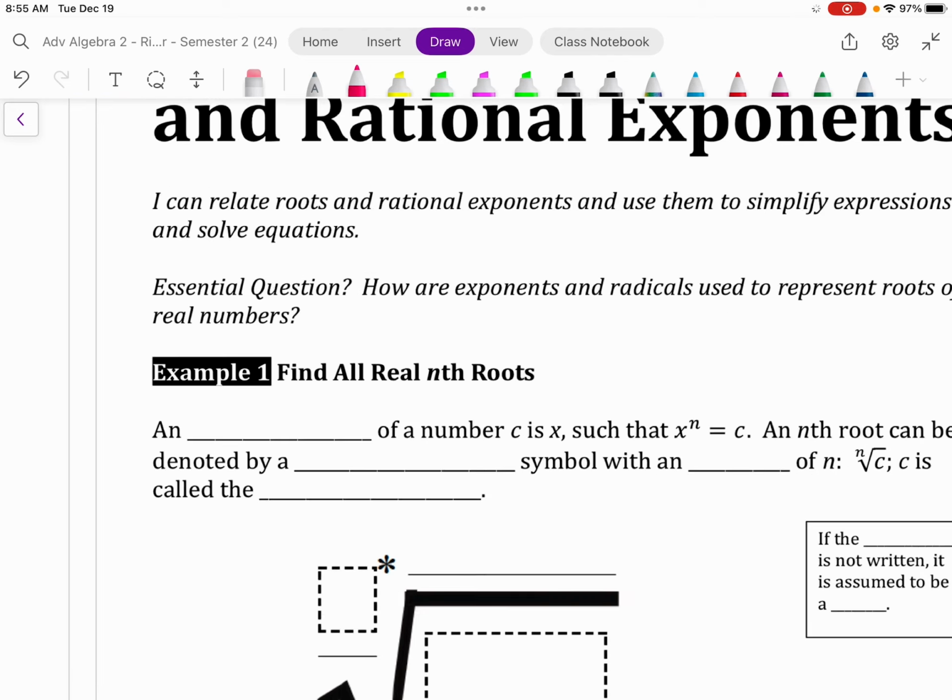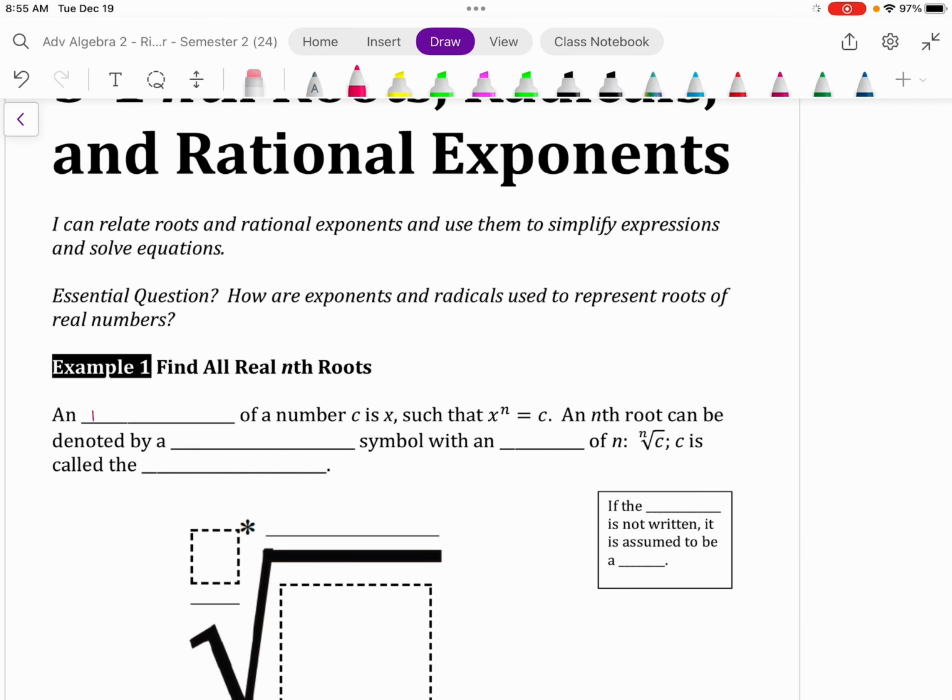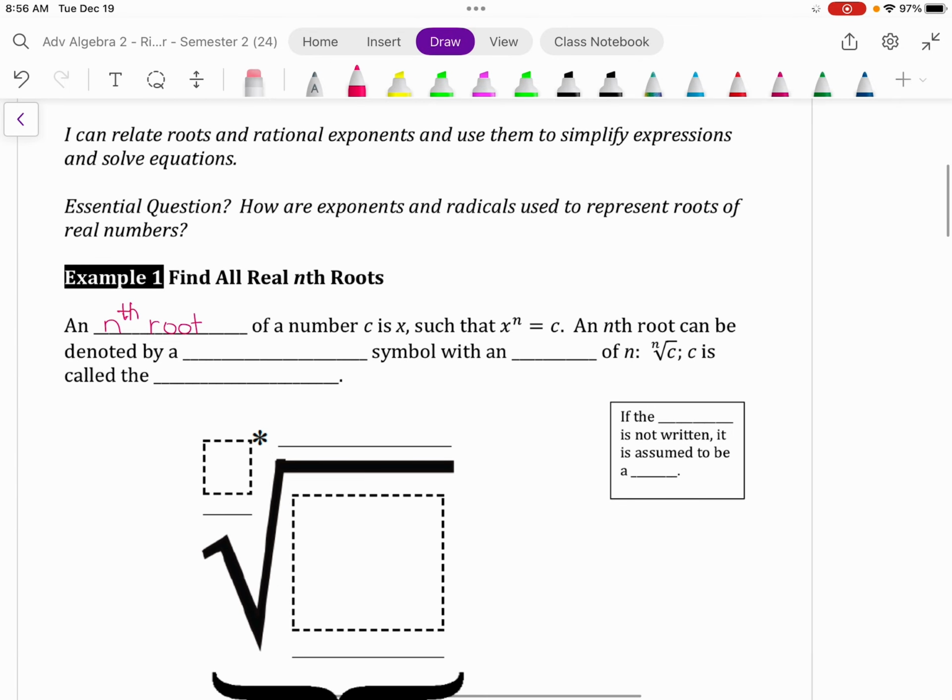So, first off, we're not just talking about square roots. We may talk about more, an nth root. An nth root of a number c is x, such that x to the nth power equals c. An nth root can be denoted by a radical symbol with an index of n. The nth root of c is called the radicand.